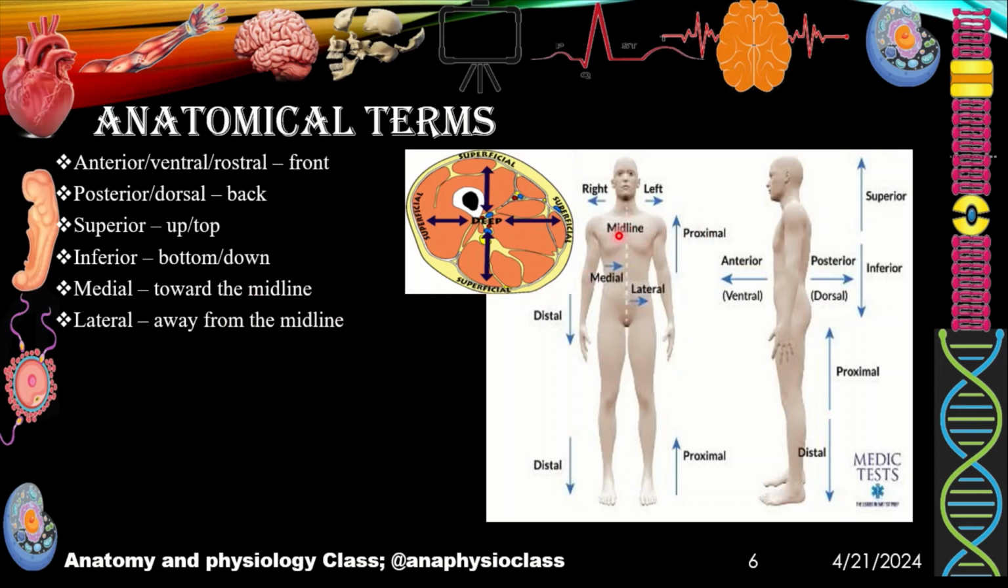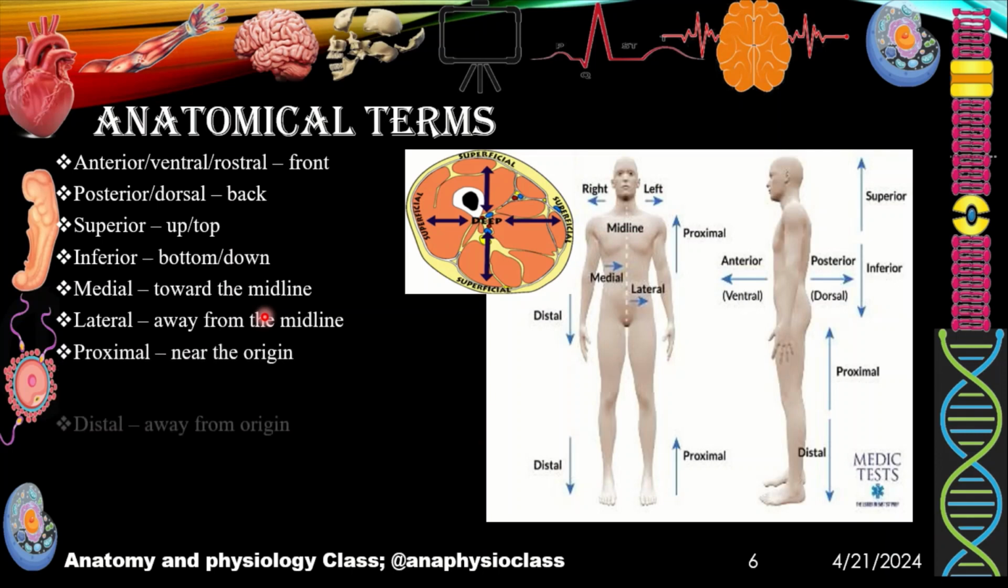For example, we can say the heart is medial to the lungs, meaning the heart is closer to the midline than the lungs. Or we can say the lungs are lateral to the heart, meaning the lungs are to the side of the heart, in a manner that is away from the midline.